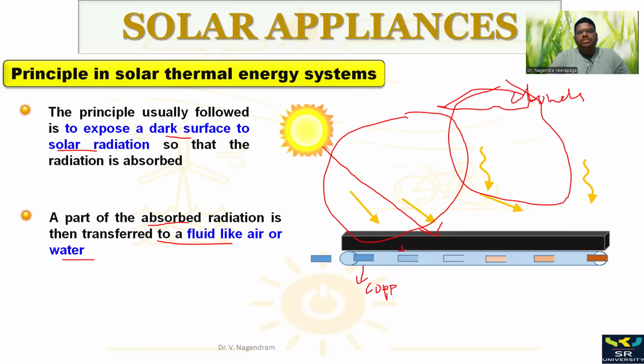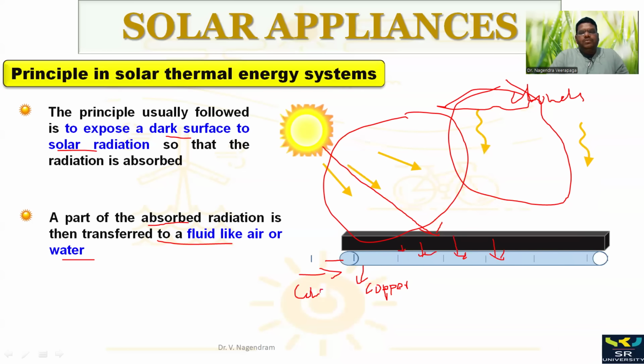Because we will use copper tubes, and copper is a very good conductor of heat. Suppose you are transferring this heat to the water: at one end we input the cold water, and as it moves from one end to the other, it absorbs the heat from the black body and the water gets heated. Eventually it converts from cold water to hot water at the other end. This is the solar thermal collector's working principle.